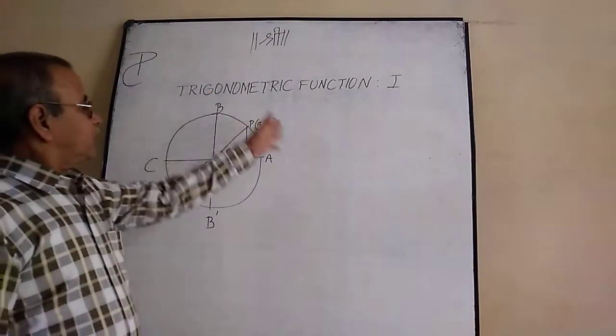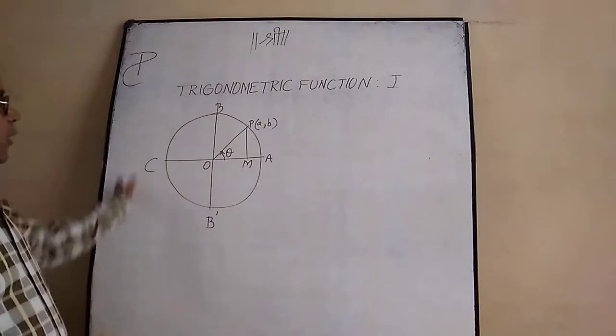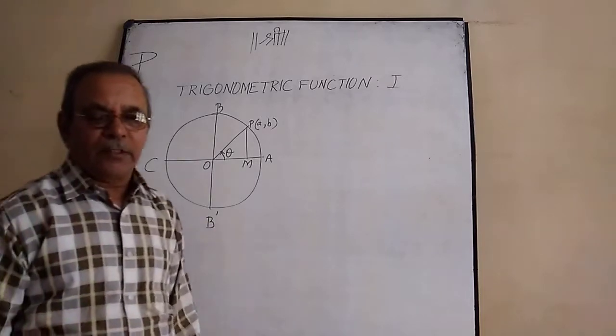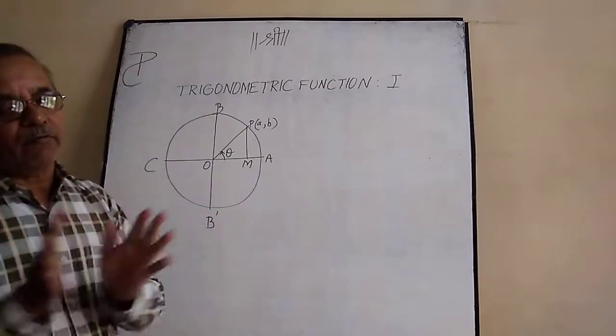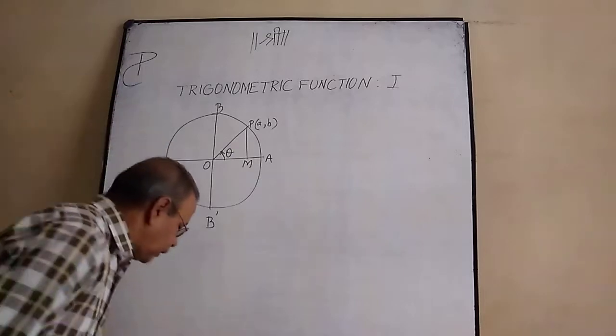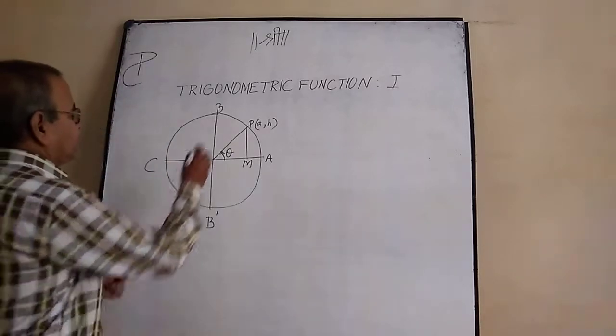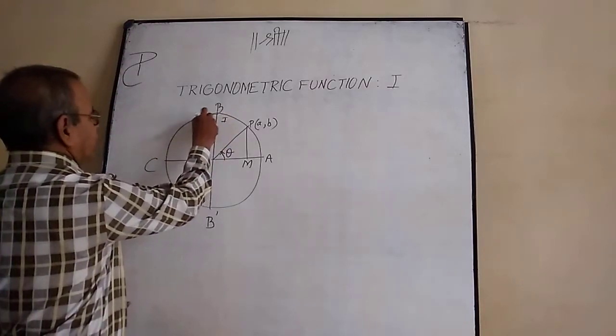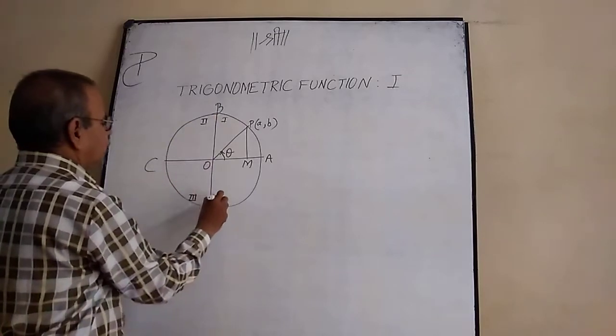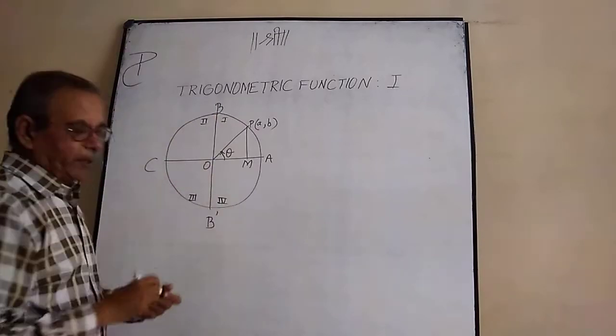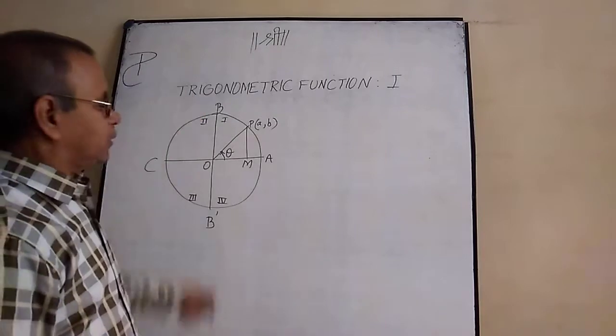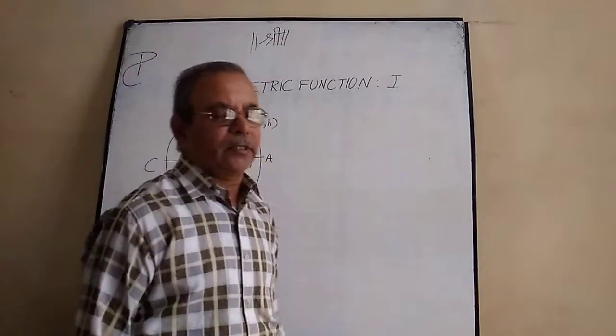I want to show that this trigonometric function is actually a circular function. This circular function is divided in four parts. One part I am taking as the first quadrant. This is my second quadrant, this is my third quadrant, and this is my fourth quadrant. We will use these quadrants after some time in the next videos.